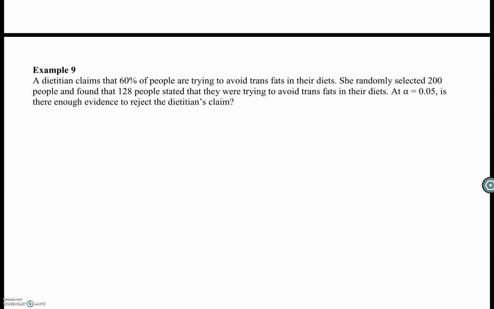A dietitian claims that 60% of people are trying to avoid trans fat in their diet. She randomly selects 200 people and found that 128 stated they were trying to avoid trans fats in their diet. At alpha equals 0.05, is there enough evidence to reject the dietitian's claim? What can you identify from that?